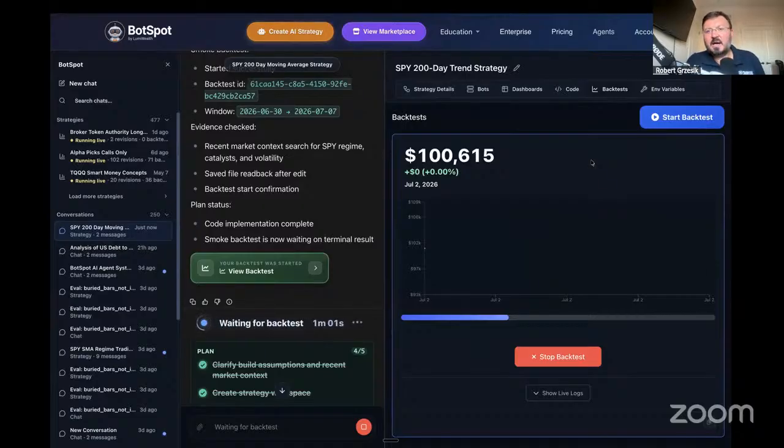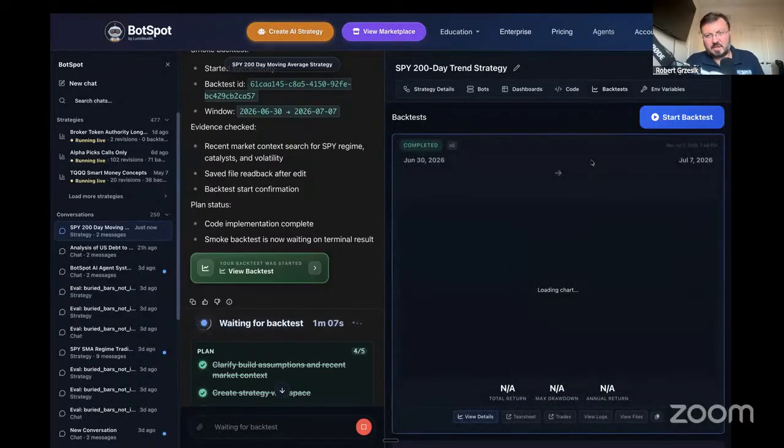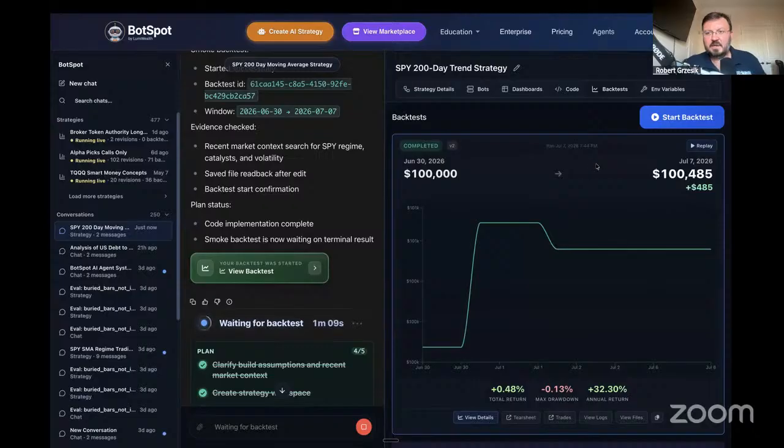Well, there you go. Also, a bit of a different layout here for when it back tests, right? So you can see bigger numbers. It kind of looks a little bit more like a Robinhood. Here are the results. We also added in this really cool replay button.